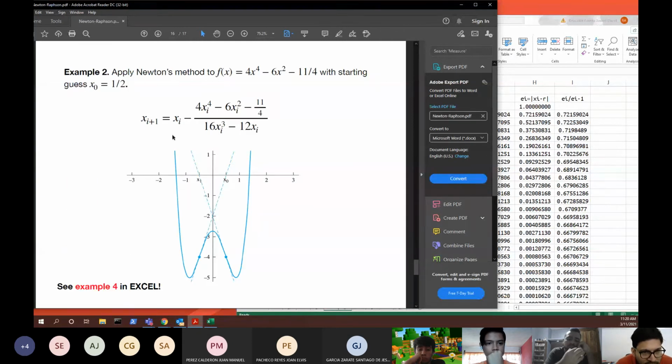Second exercise. Well, second example actually. So we have to use this example too. It says: apply Newton's method to f equal to 4x to the fourth minus 6x squared minus 11 divided by 4 with a starting guess of x0 equal to 1/2. I already gave you the Newton's formula.